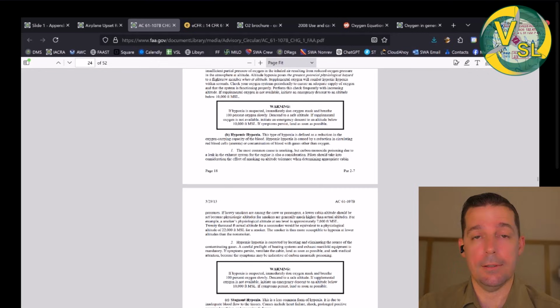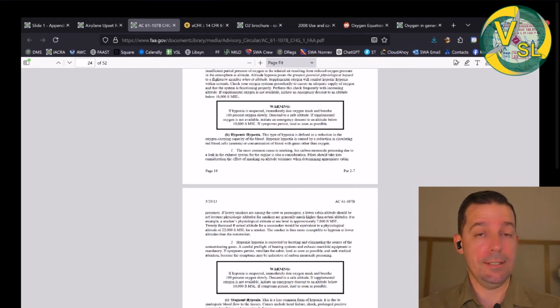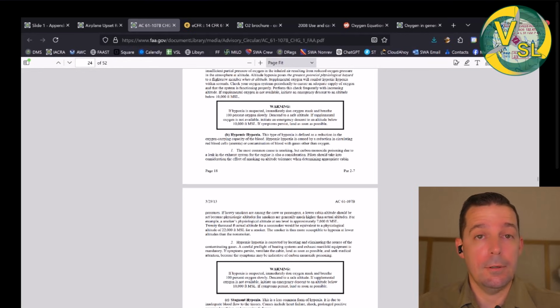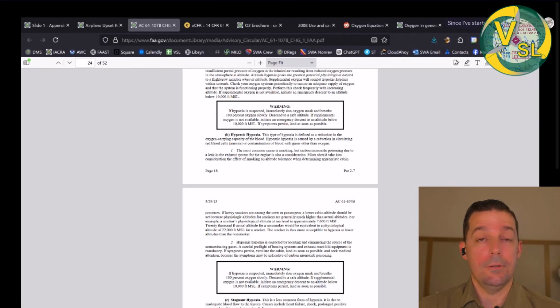So CFIs out there, this is a great reason to practice an emergency descent at the private pilot level. So set up a scenario where you're flying along at 13,000 feet, and maybe you bring along a blood oxygen monitor, and you tell your student, hey, in this scenario, you start to feel lightheaded. You monitor your blood oxygen level and see that it's at 80% and dropping. What do you do? You're at 13,000 feet.